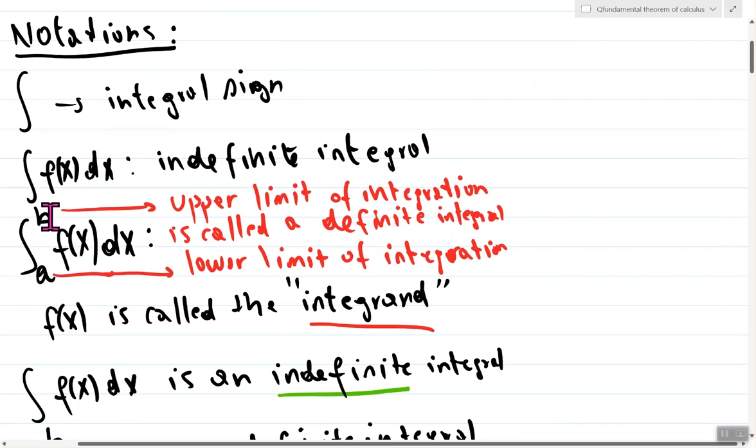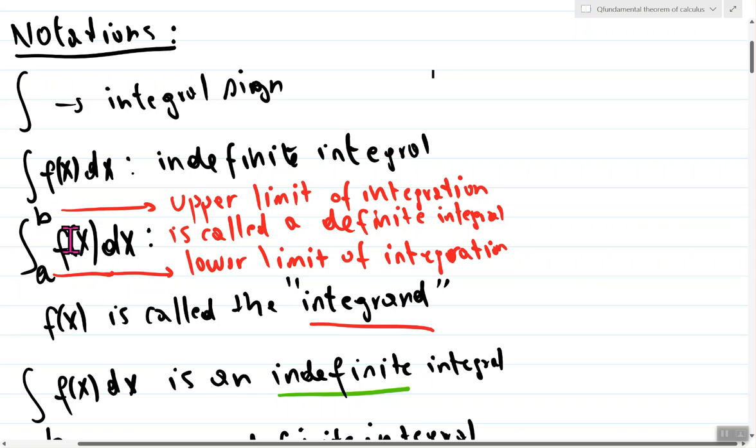Now, when you have numbers below and above on this integral, that's when we call this integral definite. So the integral is definite when you have what we call limits of integration. This is the lower limit of integration. That is the upper limit of integration. So this whole thing is called a definite integral.